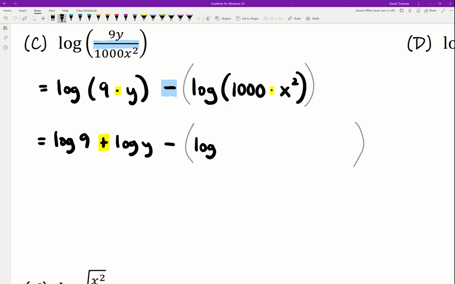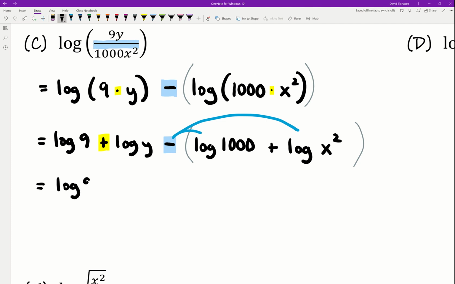That'll be the log base 10 of 1,000 plus the log base 10 of x squared. And again, those parentheses are important here because that minus sign that was in front is something I do have to distribute to both of these terms. So let's say here the common log of 9 plus the common log of y minus, and then let's think about these two logs individually in the parentheses here.